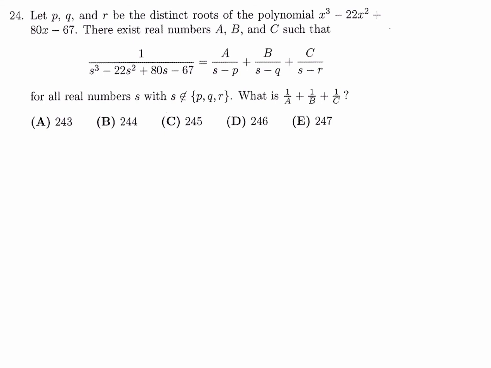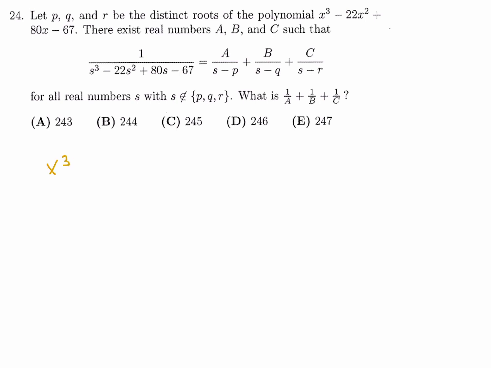Let P, Q, and R be the distinct roots of the polynomial x to the power 3 minus 22x squared plus 80x minus 67. There exist real numbers a, b, c such that 1 over (s to the power 3 minus 22s squared plus 80s minus 67) is equal to a over (s minus p) plus b over (s minus q) plus c over (s minus r) for all real numbers s, with s not being equal to p, q, and r. What is 1 over a plus 1 over b plus 1 over c?